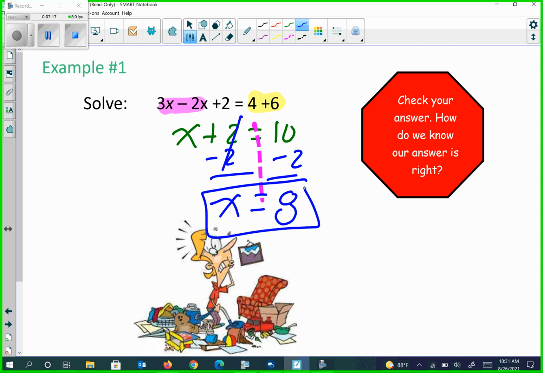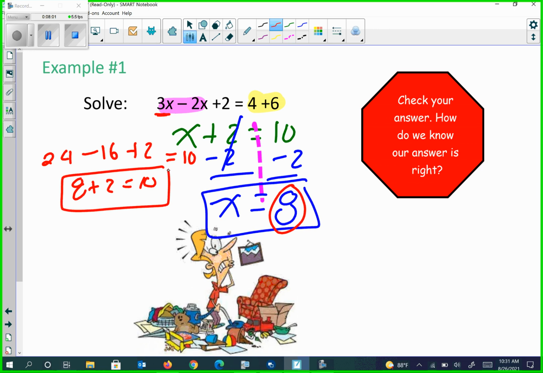Now it says, check your answer. I had a hard time with this as a student, and I kind of have a hard time with it as a teacher. If I force you to check your work, I'm making you do way more work. It's your choice if you want to check it or not. But if a test or quiz said, is this the answer, then please do: plug it in. 3 times 8 is 24, minus 2 times 8, which is 16, plus 2. Is that equal to 10? 24 minus 16 is 8, 8 plus 2 is 10. That's how you check it.